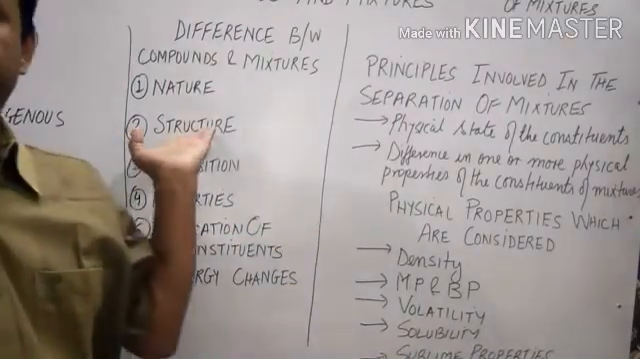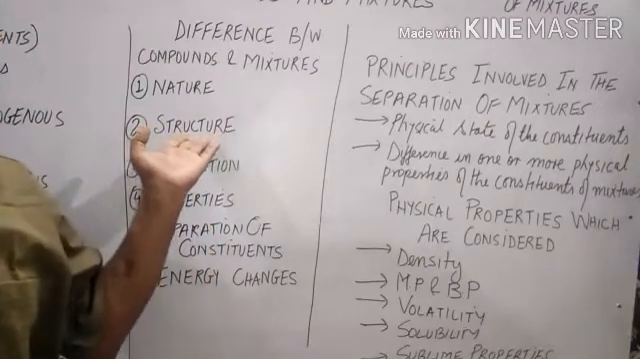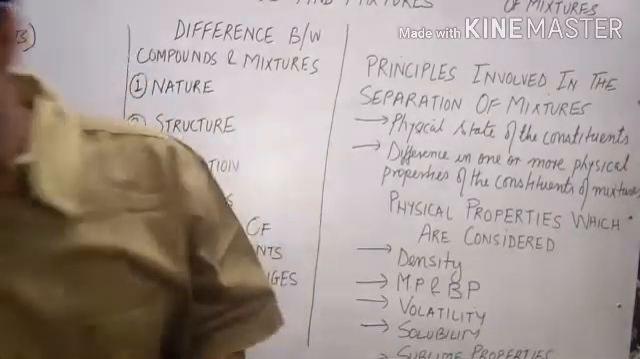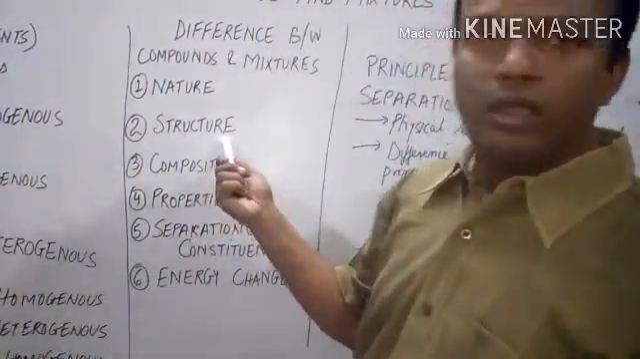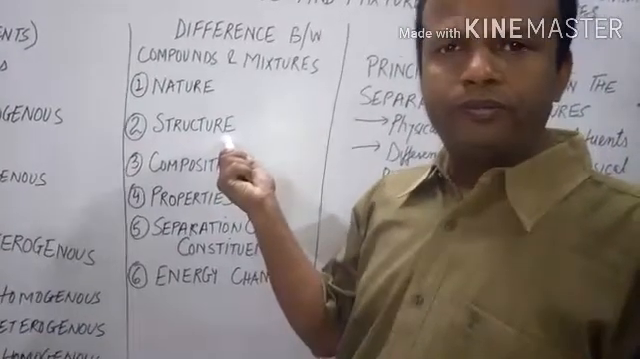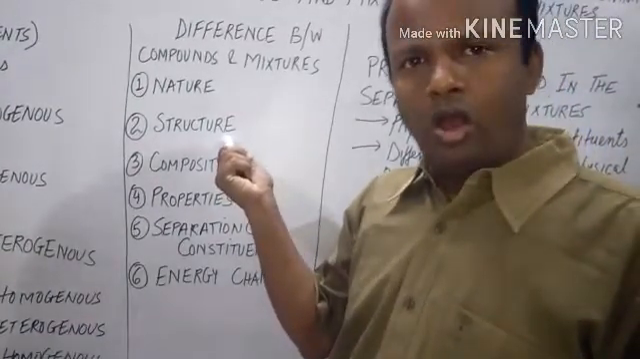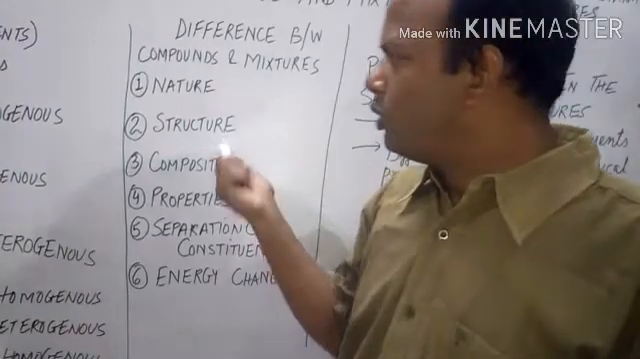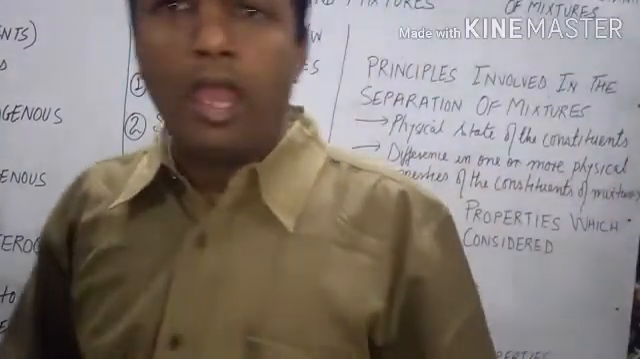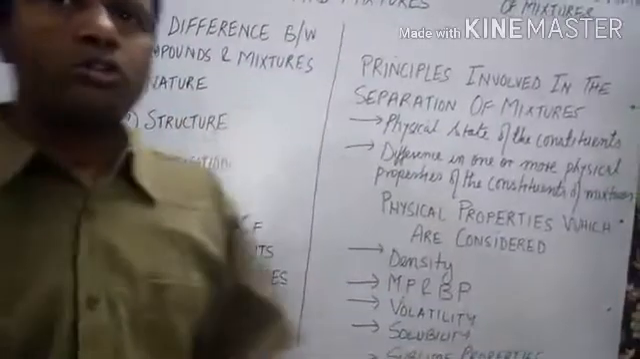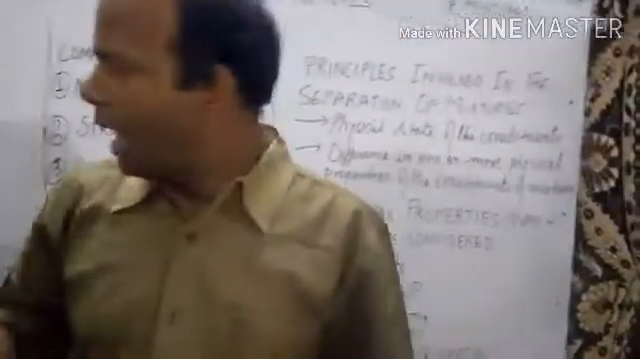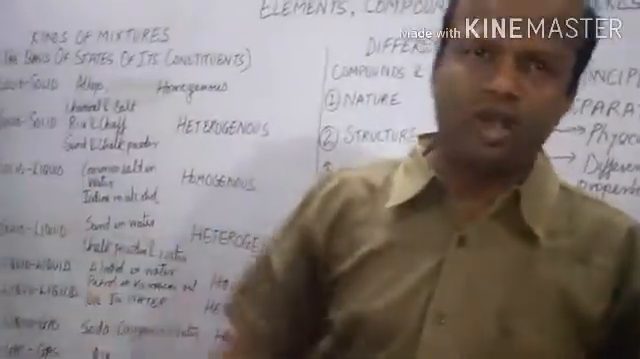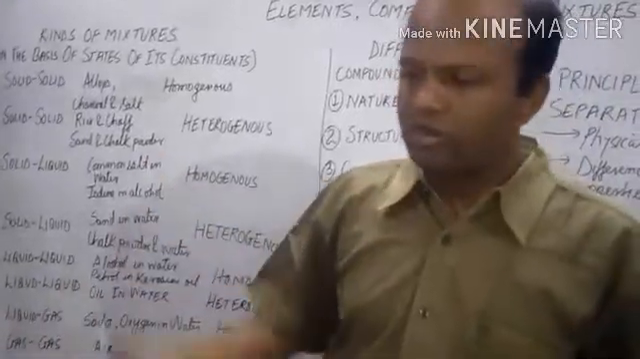Then structure. What is the structure? The structure part means whether it is homogeneous or heterogeneous. In compounds, mostly all of them are homogeneous. And what about mixtures? Most of them are heterogeneous, but some of them are homogeneous. And we have seen so many examples just now in kinds of mixture on the basis of states of its constituents. So structure part is there.